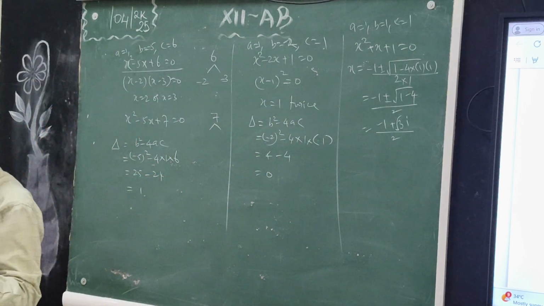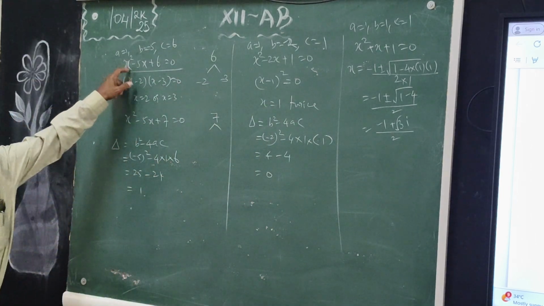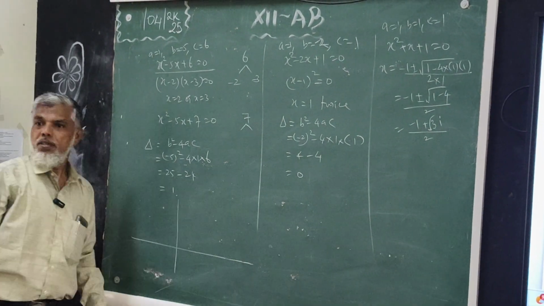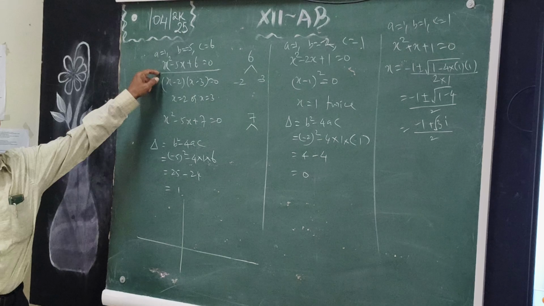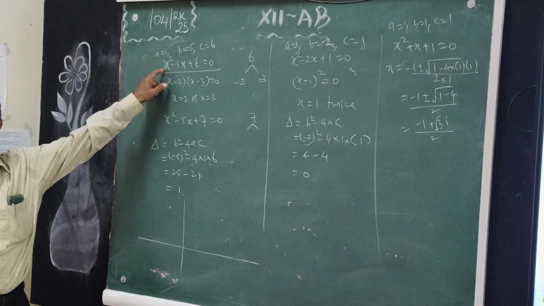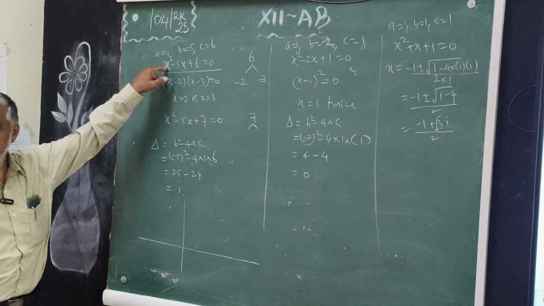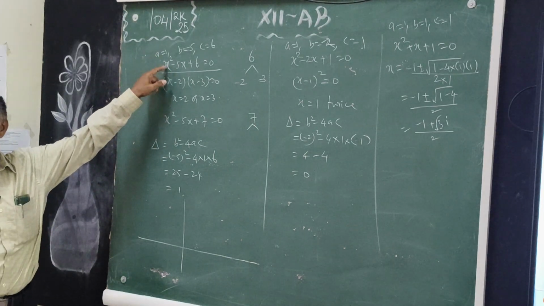What is the meaning? If you draw this one, how to draw this one? Tell me how to draw this line. How to draw this figure, not line. How to draw this parabola? It is a parabola. How to draw this?